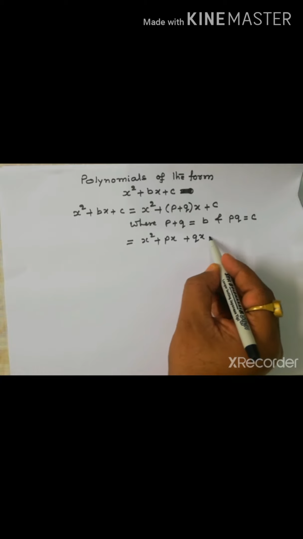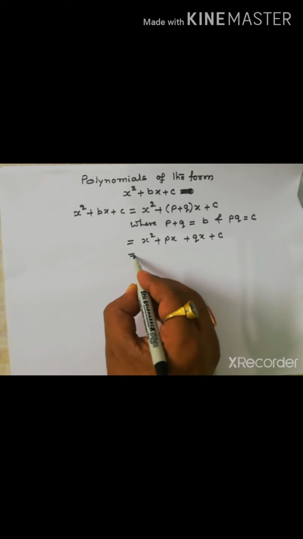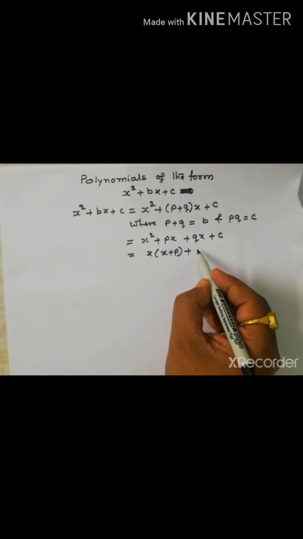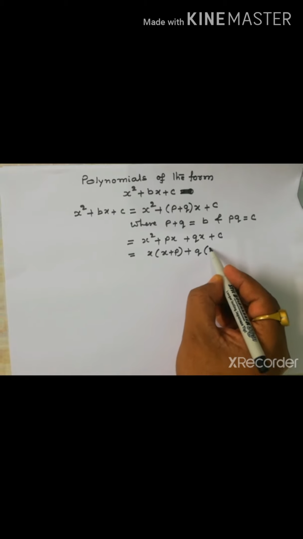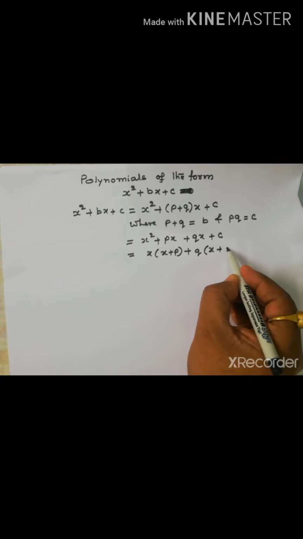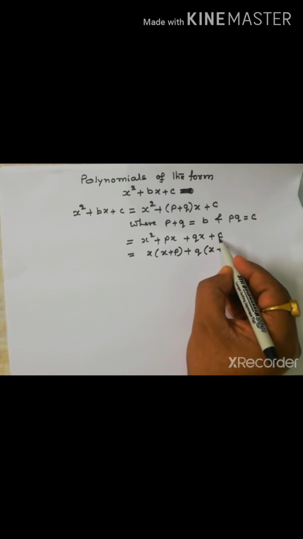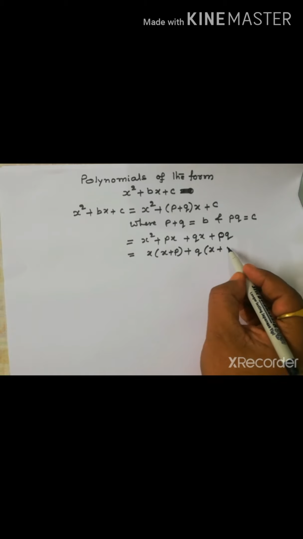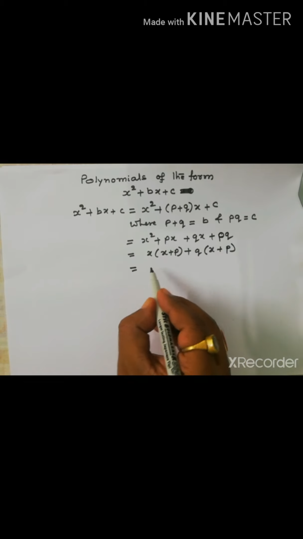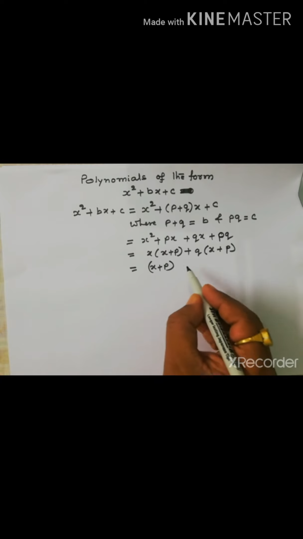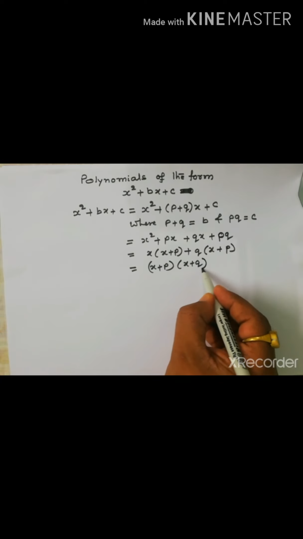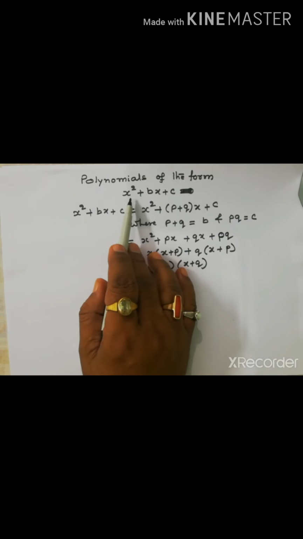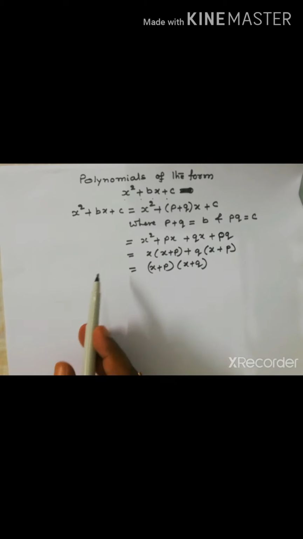plus qx plus c, which is equal to x is common here, x plus p, and here also if you take q common, then x plus p, because this c can be expressed as p into q, because c is equal to p into q. So if q is common, then again x plus p, so it is x plus p into x plus q. In this way we'll solve the polynomial of the form x square plus bx plus c.